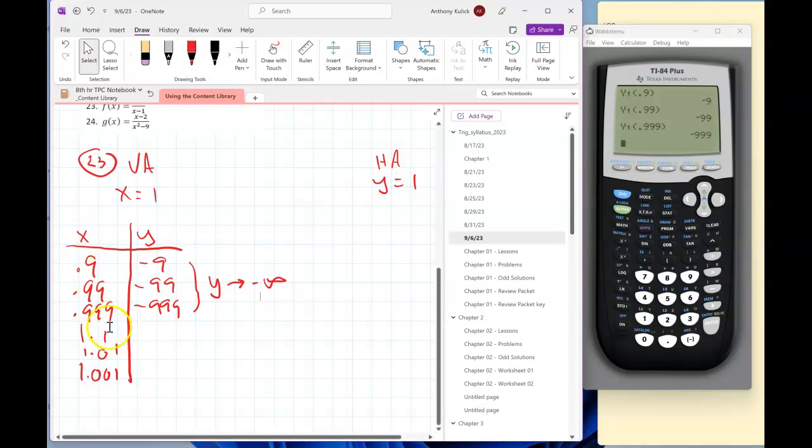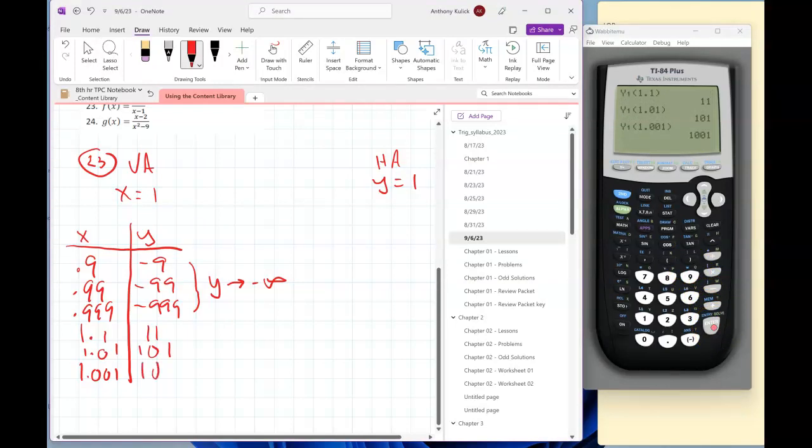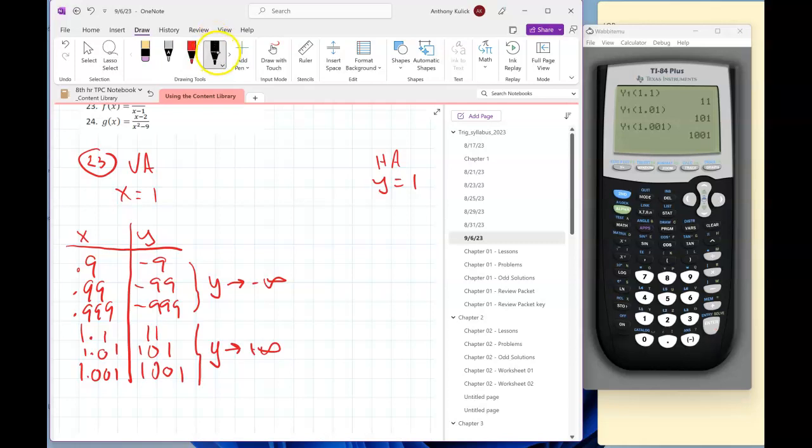I'll do the same thing now for these other three. So again, I'll just press second and enter. I'll go back and update this for 1.1, and then 1.01, and then 1.001, and I notice kind of the same behavior, but this time in the opposite direction, where these are getting bigger and bigger without bound. So that tells me it's going to positive infinity.